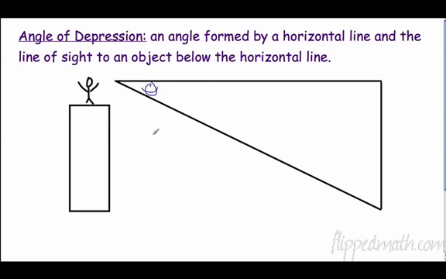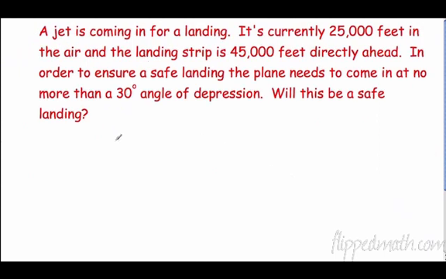The reason I say this is tricky is because a lot of times, and I'll show you in a second, it would appear as though this should be the angle. And it's not. It's between the horizon and the line of sight. So let's do one and show you what I'm talking about. A jet is coming in for a landing. So let's say the jet's right here. I'll draw my worst airplane ever.